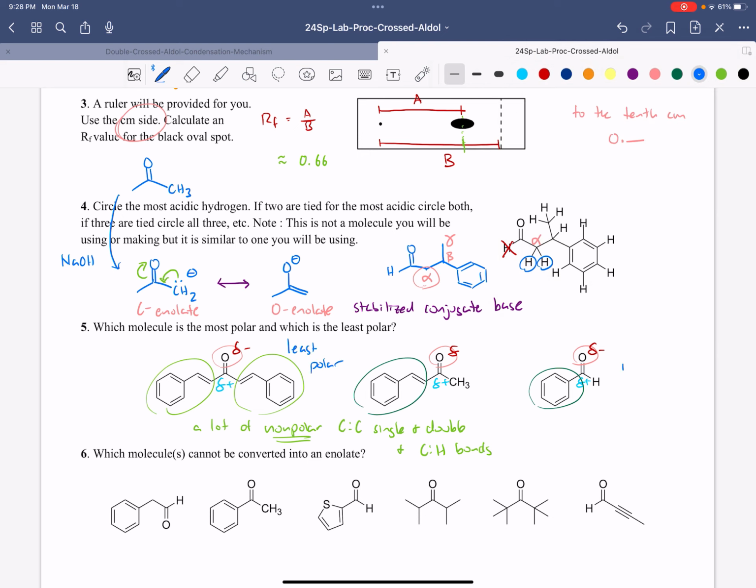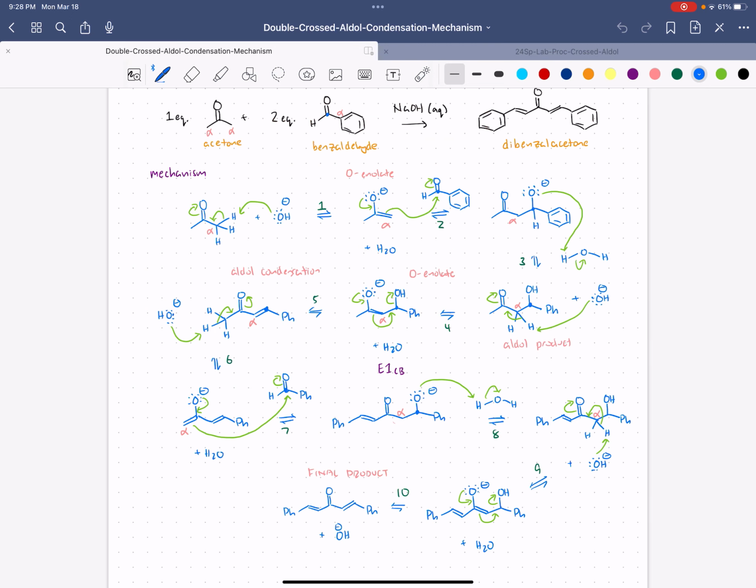And this one here is the most polar. Understood? Okay, and what am I setting you up for? By forcing you to study this a little bit before the lab, I want you to think of the different side products you might get, and how do we predict they will run on a TLC plate?